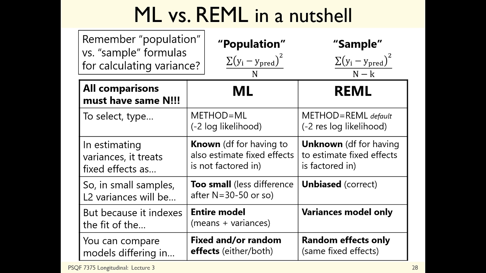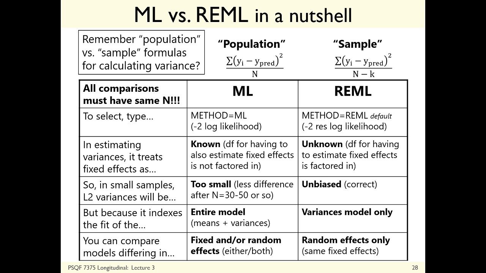REML operates on the residuals of the model. It doesn't care how the means model got those residuals for you. It operates on the residuals itself. It doesn't keep track of what fixed effects were estimated. So in comparing models estimated in REML, you have to keep the means part, the fixed effects, the same, or it's invalid. Now that's actually not a problem.